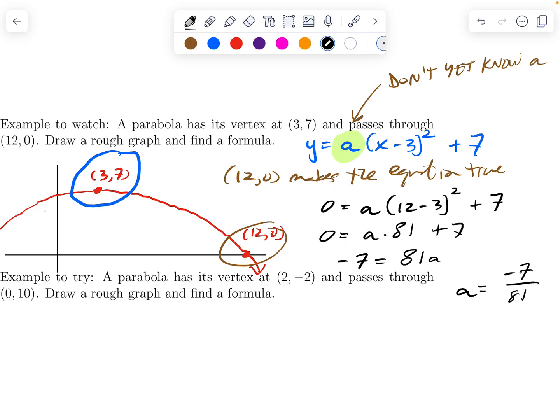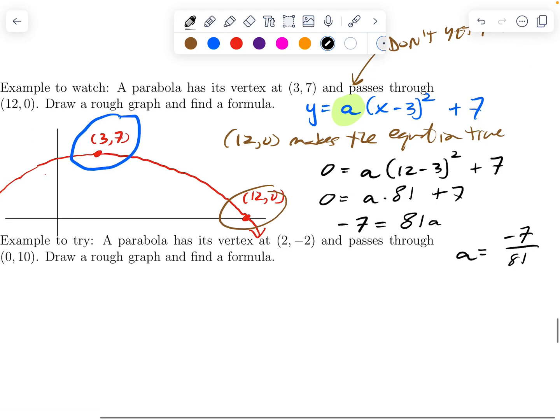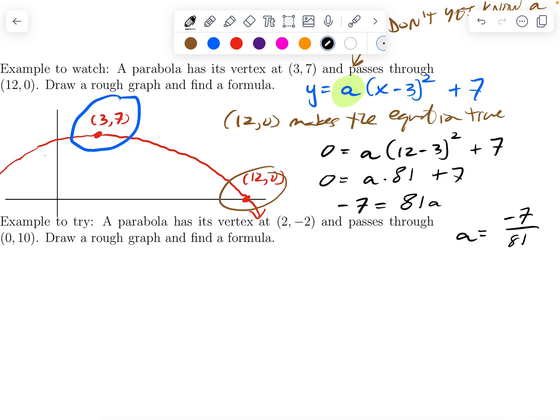That's a very specific number. There is virtually no way you can eyeball this graph and say, oh, you know what? It's exactly 7/81 as steep as the normal y equals x squared. All you can notice is it's much less steep and therefore wider, but getting that specific number requires you to actually solve an equation. And the equation for that parabola we described is y equals this very specific value of A times (x minus 3) squared plus 7.